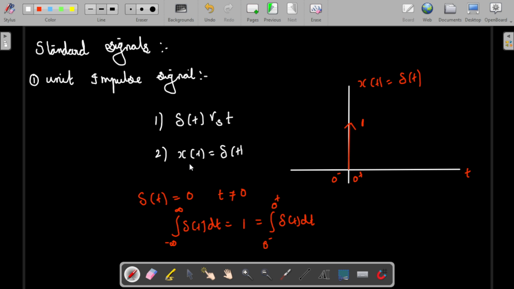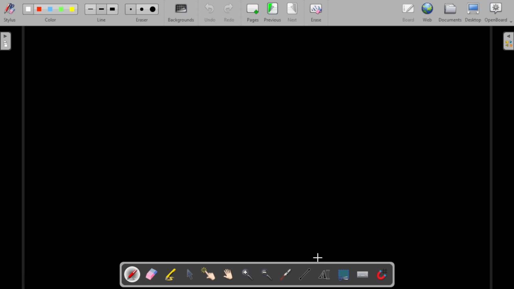I hope you guys are able to understand this, right? So what will happen if we have some constant multiplied with that? If we have the constant multiplied, now let me take the graph here.